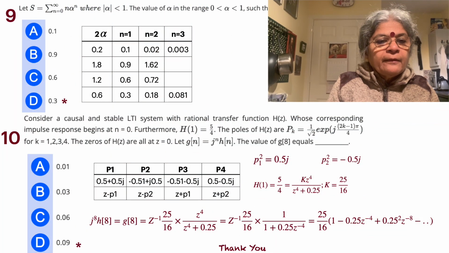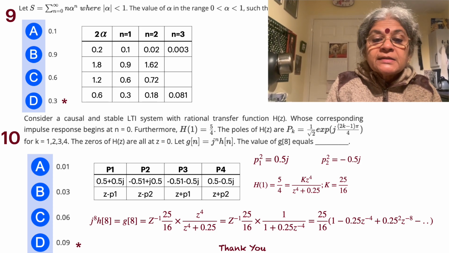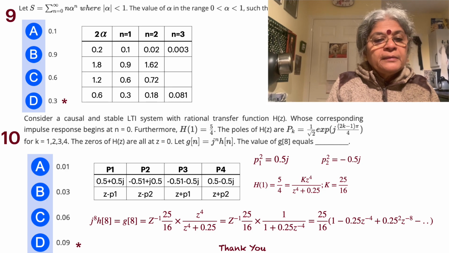Let's move to the 10th problem, which is also done in a similar manner. What do we have here? Consider a causal and stable LTI system with rational transfer function H(z), whose corresponding impulse response begins at n equal to 0. Furthermore, H(1) is equal to 5 by 4. Okay, so that's okay.